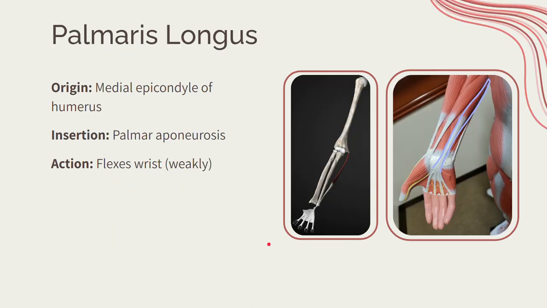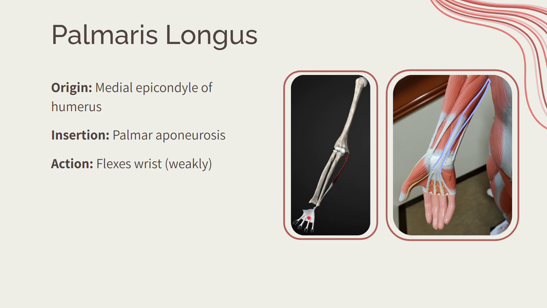Okay, so next we have the palmaris longus. The palmaris longus, its origin is on the medial epicondyle of the humerus as well. We can see here that it's right here on the medial side and above the condyle, so medial epicondyle. And then its insertion is on the palmar aponeurosis. So we see here the palmar aponeurosis, how it's attached here.